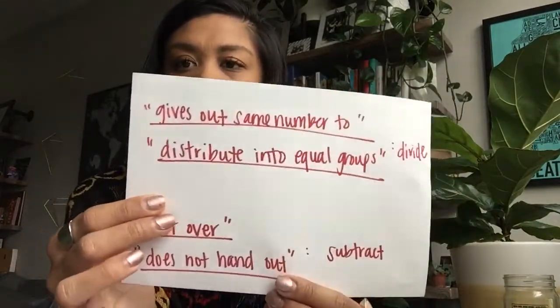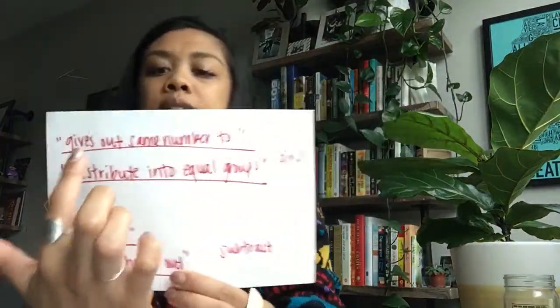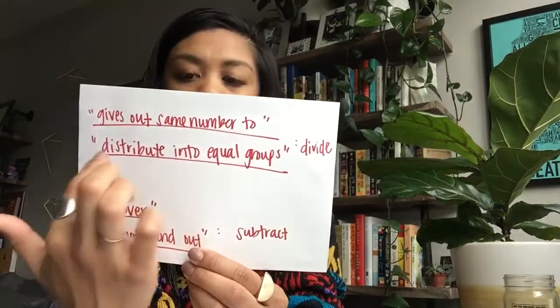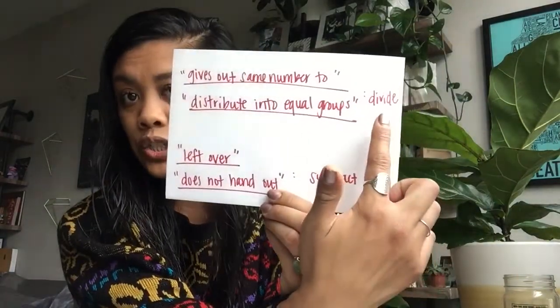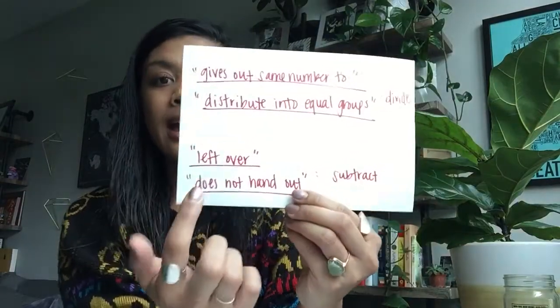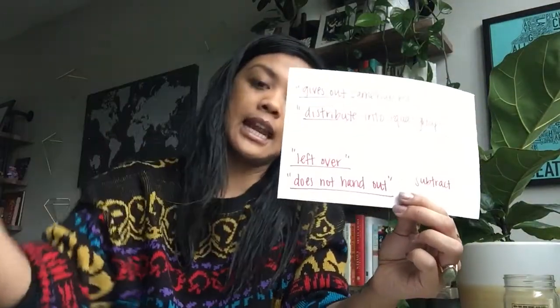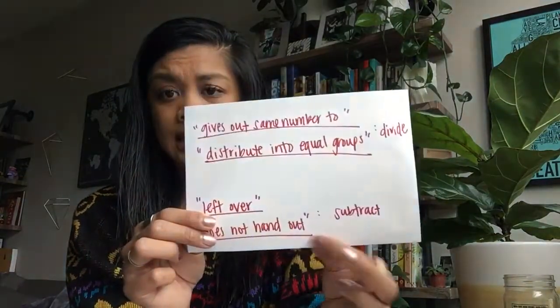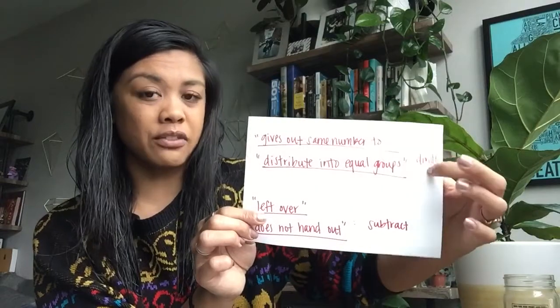And then anytime you see the words gives out same number, or distribute into equal groups, distribute or gives out, and then making sure that they're equal groups, that tells us to divide, okay? And then words like leftover or does not hand out. So whatever is left over or doesn't get handed out, that tells us we need to what? Subtract. Or doesn't get handed out, that's a remainder of our division, okay? That could also mean remainder of our division.